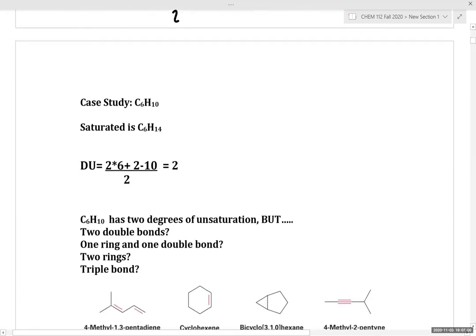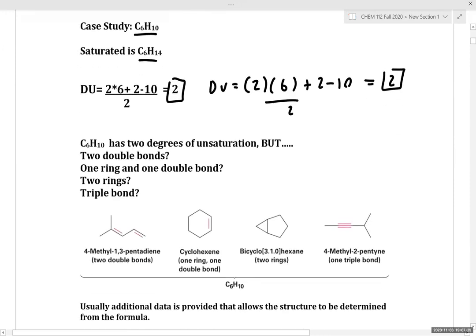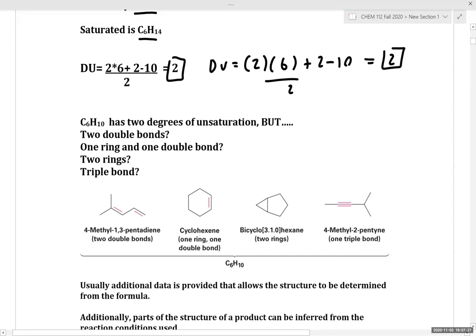Okay, so let's look at C6H10. Saturated would be C6H14. So for C6H10, we would calculate a DU of 2. Just to show that one more time, we have 6 carbons times 2 plus 2 minus 10, over 2. That gives us a DU of 2. Now, that DU of 2 opens up a range of possible structures. We can have 2 double bonds, a ring and a double bond, 2 rings, or even a triple bond. So all of these structures here have a DU value equal to 2.